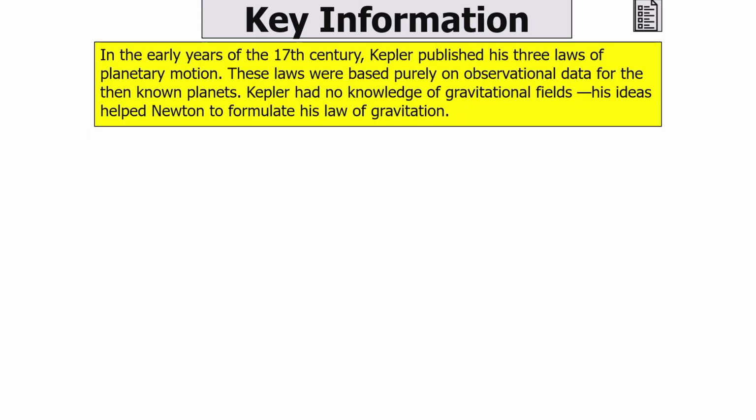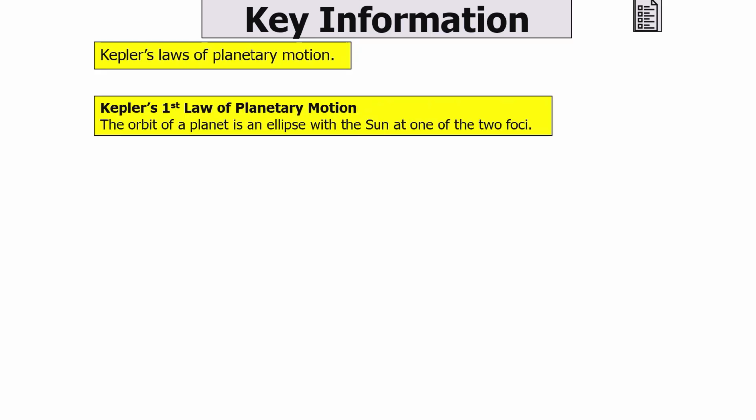Now in the early years of the 17th century, Kepler published his 3 laws of planetary motion. Now these laws were based purely on observational data for the then known planets. Kepler had no knowledge of gravitational fields. His ideas in fact helped Newton to formulate his own law of gravitation. So Kepler's laws of planetary motion were as follows.